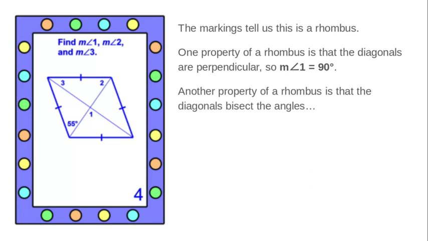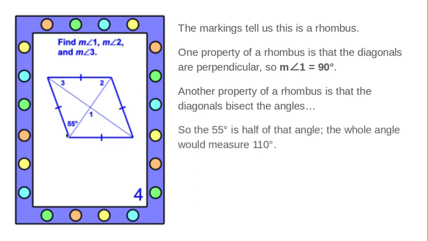Another property of the rhombus is that the diagonals bisect the angles. So the only angle we have marked is actually this 55 degrees right here. And I know that this diagonal bisects that. So if this is 55, then this down here would also be 55. That means the whole angle, I don't have a name for it because there's no letter in there, this whole angle would equal 110 degrees.